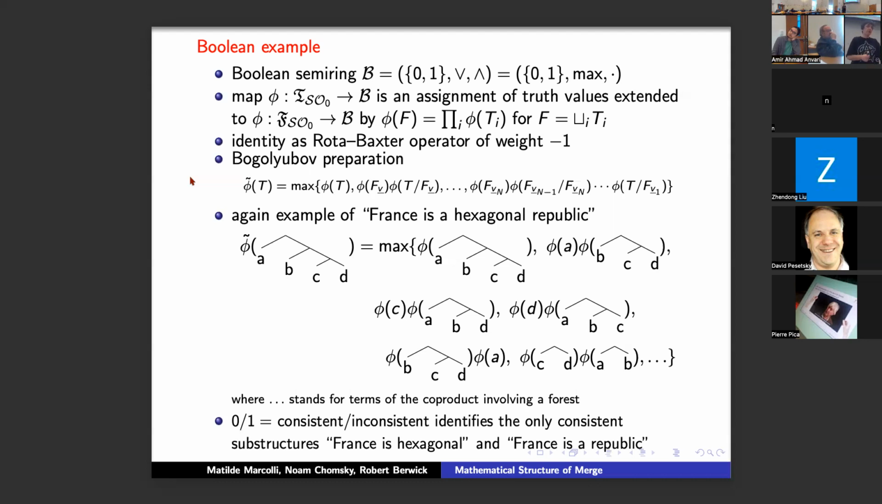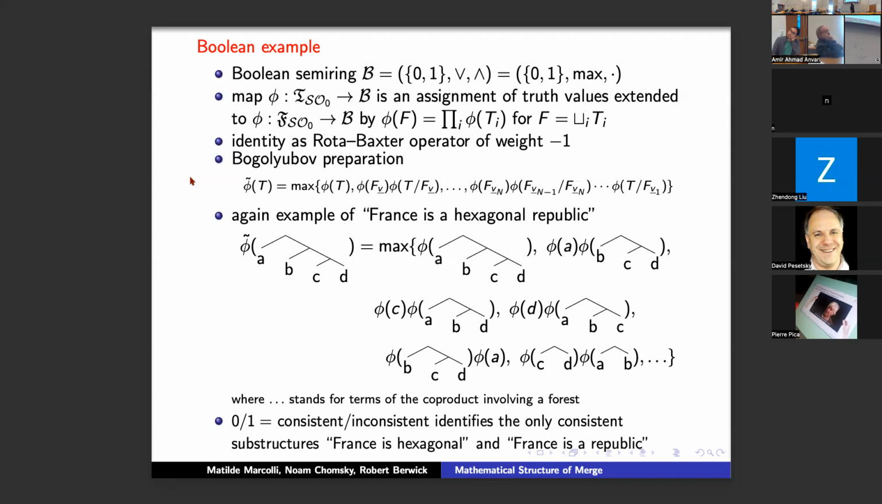Now, of course, because you have only values 0 and 1, the only threshold that you have is the identity. You don't have enough room in between to put other thresholds. So your Rota-Baxter operator is just the identity. So what you're doing is you have the list of what is on the left side of the coproduct and what is on the other side of the coproduct, multiplied.